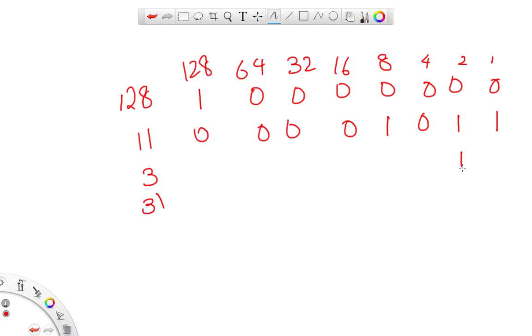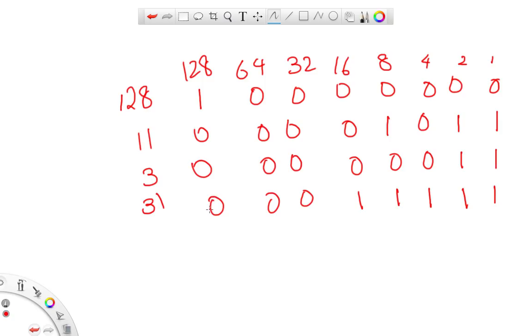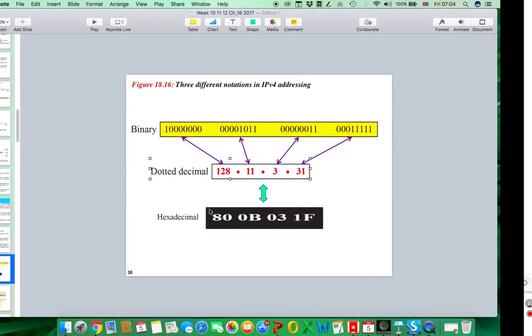For 3, you have 1 and 2, and all the rest zeros. And you have 31, which is 16, 8, 4, 2 and 1, and all the rest are zeros. So this is what it is.